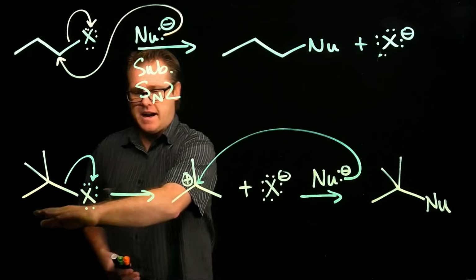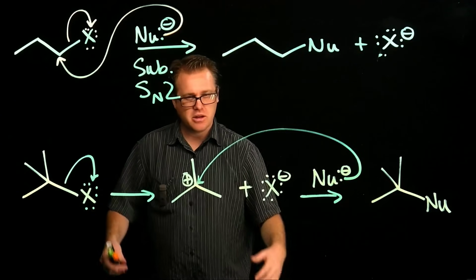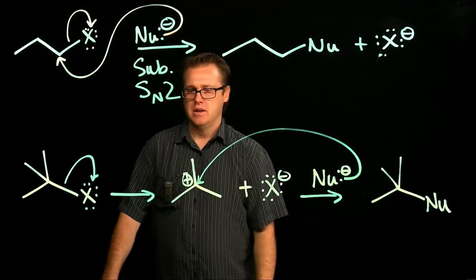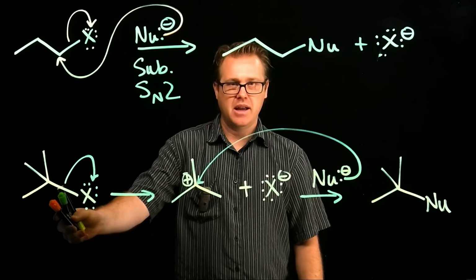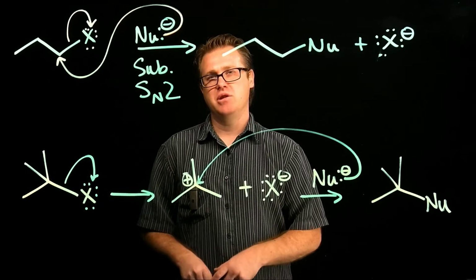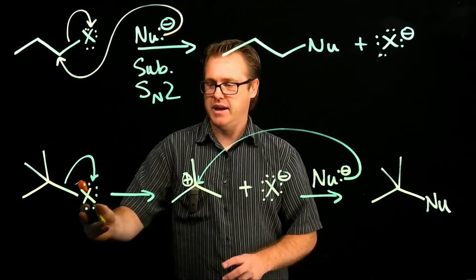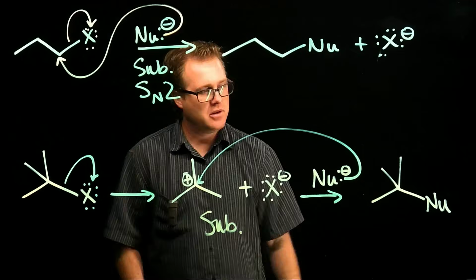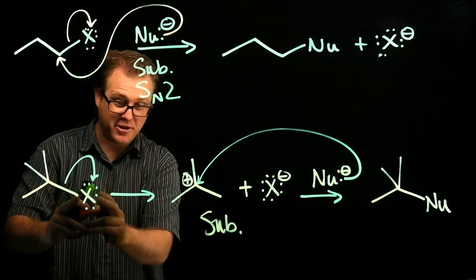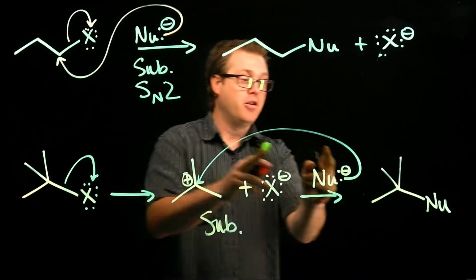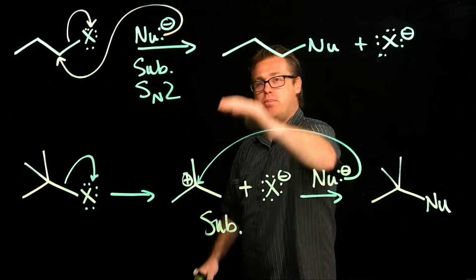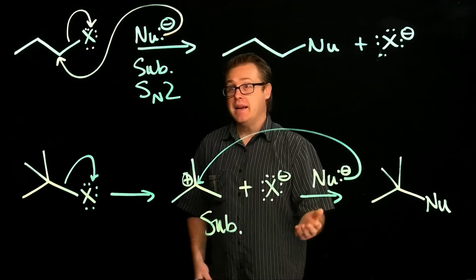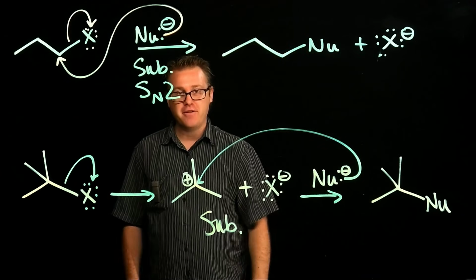So when you look at this reaction in the bottom, what words could you use to describe what has happened? In this reaction here, is it an elimination or a substitution? Well, it is a substitution reaction because we are replacing or substituting this halogen with the nucleophile. So both reactions are a substitution, but you can clearly see the mechanism between the two are different.